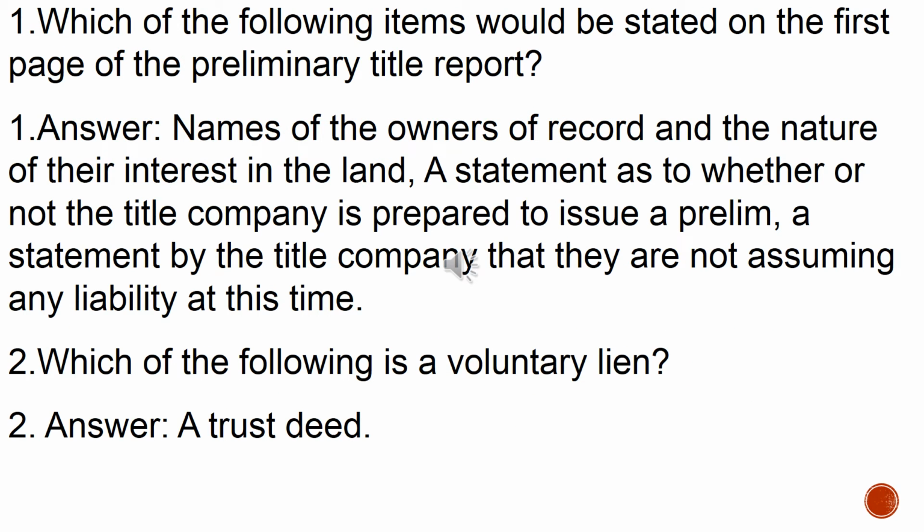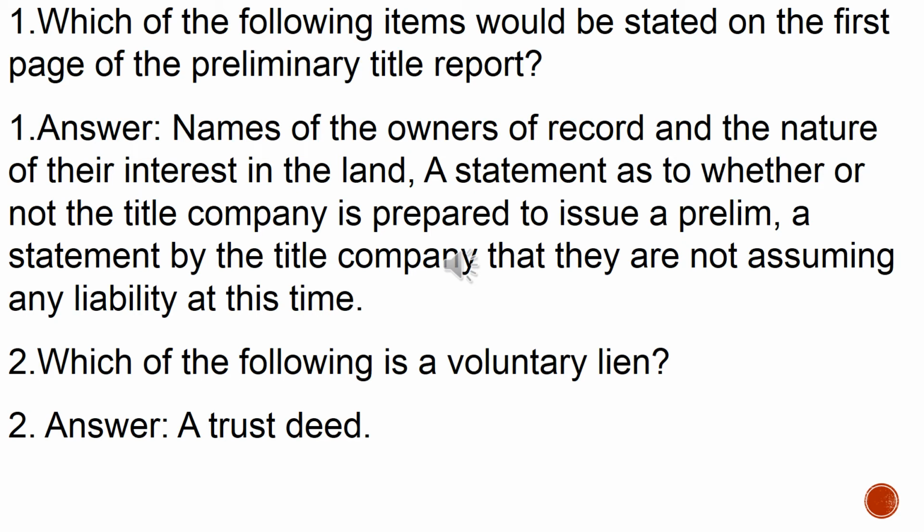Which of the following items would be stated on the first page of the preliminary title report? Answer: names of the owners of record and the nature of their interest in the land. A statement as to whether or not the title company is prepared to issue a prelim. A statement by the title company that they are not assuming any liability at this time.